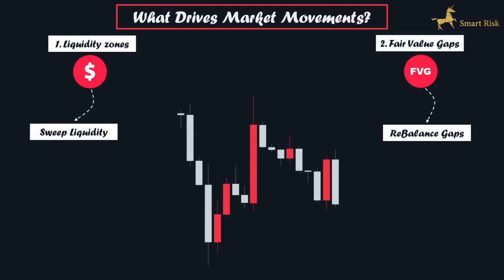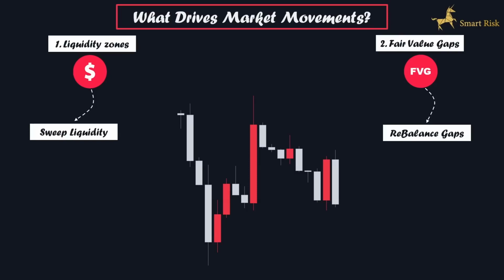The first element is the liquidity zones. Market continually seeks to sweep liquidity to generate momentum. Essentially, liquidity serves as the lifeblood of the market, playing a vital role in the market's overall dynamics and functioning. We have extensively covered how to identify liquidity zones in previous videos, which you can find linked in the description. If you haven't watched it yet, you can easily access it through the description of this video.